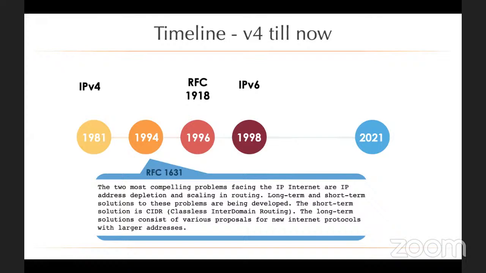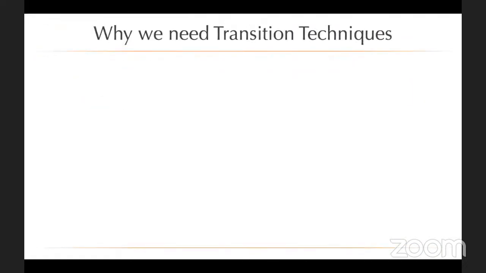But we can say for up to this point, things are looking much better. At least when we look at the deployment of IPv6, it's improving. And since we have operational experience, not deploying IPv6 should not be an excuse. So why transition techniques? First thing is IPv4 and IPv6 are not compatible.